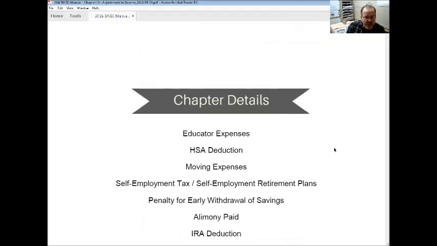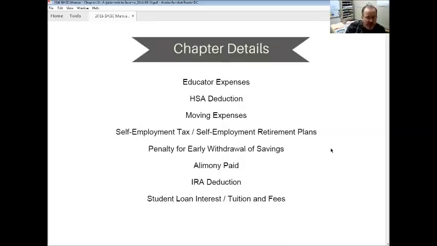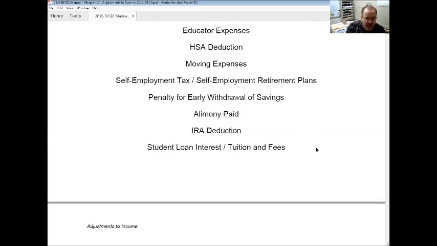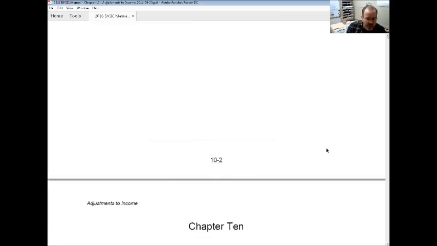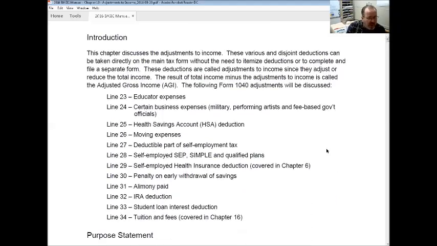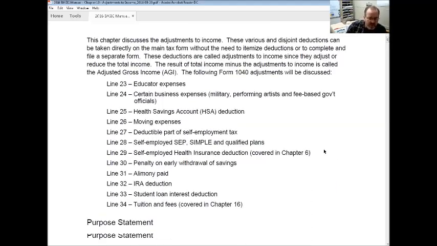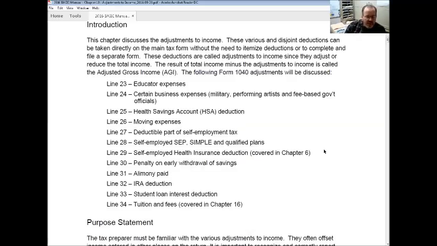In that section are several topics. You can kind of see them here, and it's all the lines that we're going to talk about, line 23 through 34. Educator expenses, we'll talk about that for our elementary and secondary teachers and how that works. We're not going to talk at all about the certain business expenses with the military. You can read that. I think in the years that I've been doing taxes, if I got a handful of those, that's probably a lot.